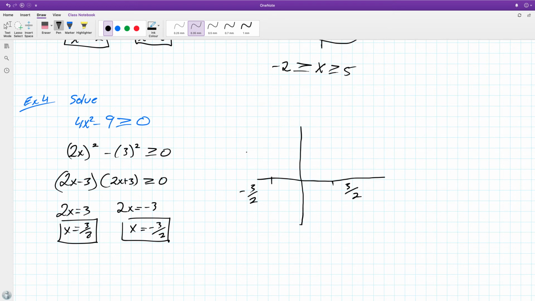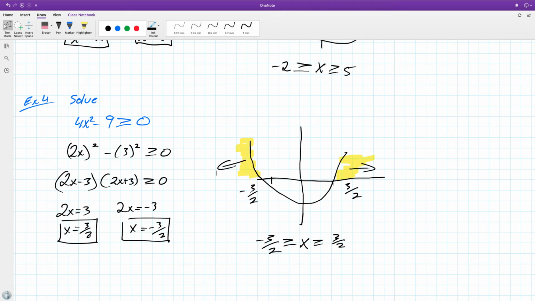So, U-shaped again. There it is. Now, is it greater than or equal to 0 or less than or equal to 0? So it's above the line. So it's out here and it's out here. That means we want x to be a number greater than or equal to 3 over 2 and less than or equal to minus 3 over 2. And that's where your symbols go, because we want any number out this way and any number out that way.